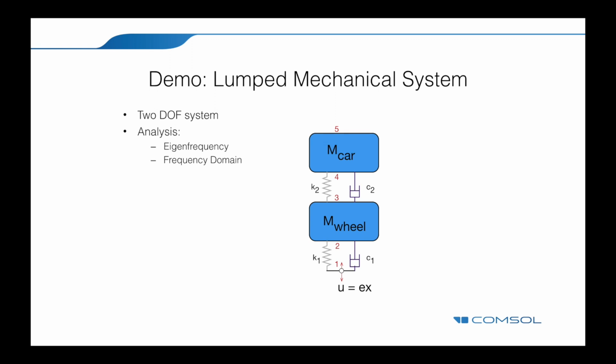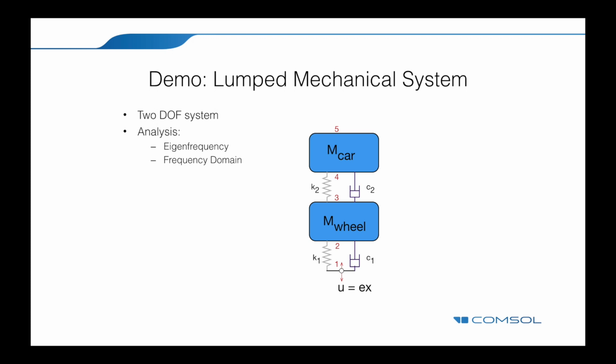So we will use capital M car for the quarter mass of a car, and through a spring and a damper denoted with K2 and C2, it is connected to the lumped model of a wheel, which has a mass of capital M wheel, and in the subnode number 1 we will have a displacement excitation that will be used in the frequency domain study, and it's connected through a spring K1 and a damper C1 to the mass M wheel.